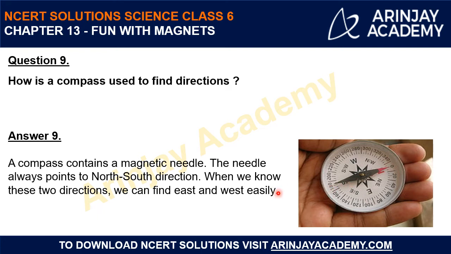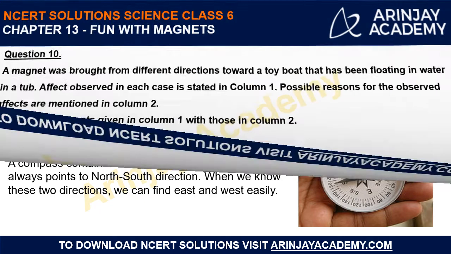So that was quite a difficult process, to always suspend the magnet in air. So a simpler device, an instrument called a magnetic compass, has now been developed. In this compass as well, इनमें भी एक magnetic needle present है which points in the north-south direction, as you can see in the image. Now when we know these two directions, हम east और west को भी easily determine कर सकते हैं. So using a compass, you can find all the four directions.